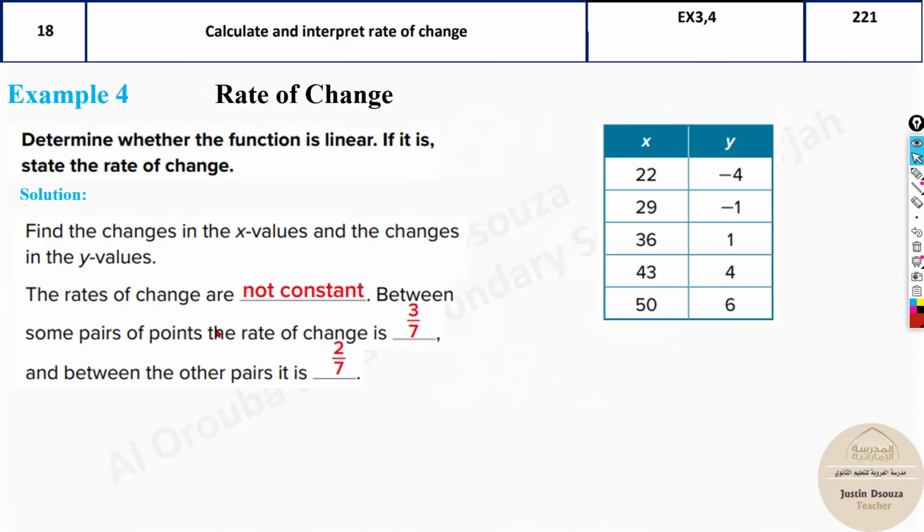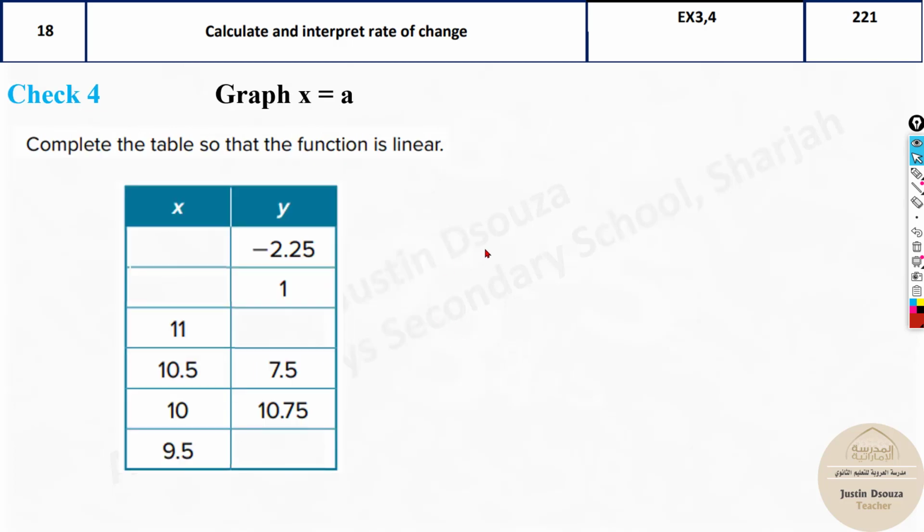Write it in steps. So some pair of the points have the slope 3 by 7, the first one and the third one, whereas the second and fourth pairs had 2 by 7 slope. So therefore, it's not a linear function. If it has to be linear, it must be a constant rate of change or slope, and it will be same throughout. Now here what they have asked is you need to complete this table so as to find it is a linear function. Complete the table such that it is a linear function.